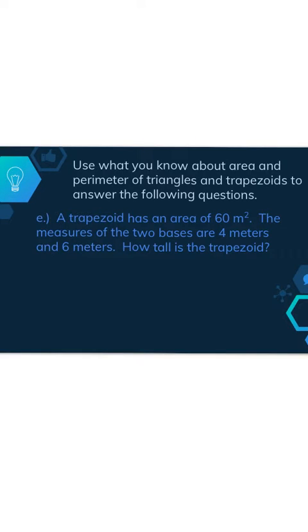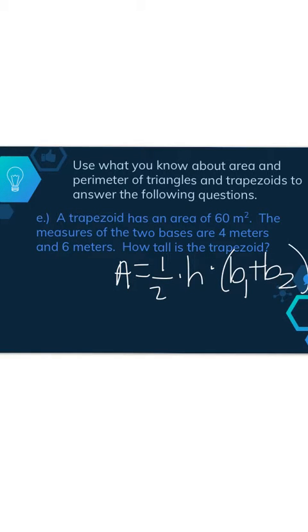For letter E, you're going to use what you know about area and perimeter of triangles and trapezoids to answer the following questions. E, a trapezoid has an area of 60 meters squared. The measures of the two bases are 4 meters and 6 meters. How tall is the trapezoid? So if you think about your formula, area for a trapezoid is 1/2 times the height times the quantity of base 1 plus base 2. You can plug in your numbers.